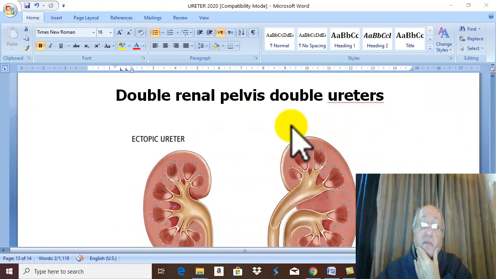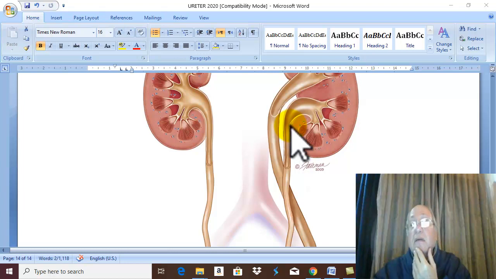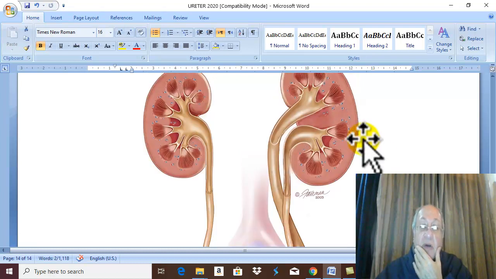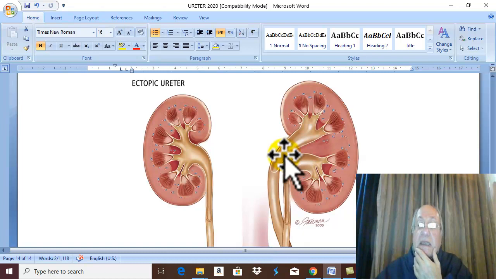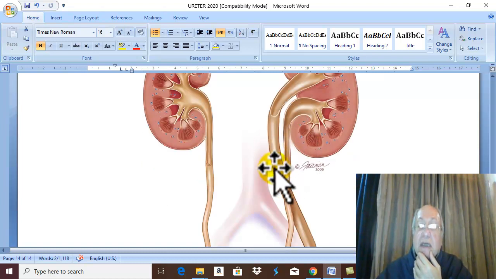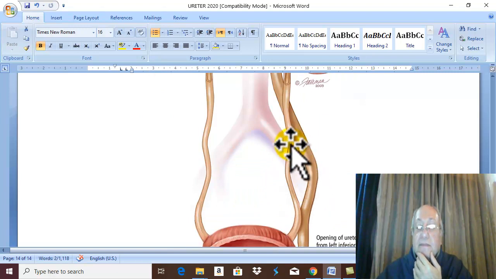The commonest congenital anomaly in the urinary tract. The commonest congenital anomaly of the urinary tract is this. Or the commonest congenital anomaly in the ureter especially: double renal pelvis, double ureter. This actually is the commonest congenital anomaly in the ureter and the urinary tract.